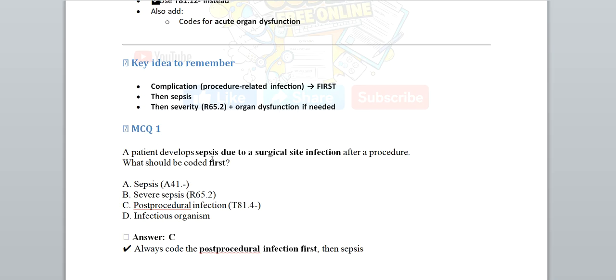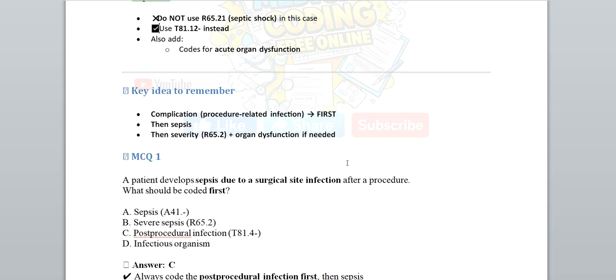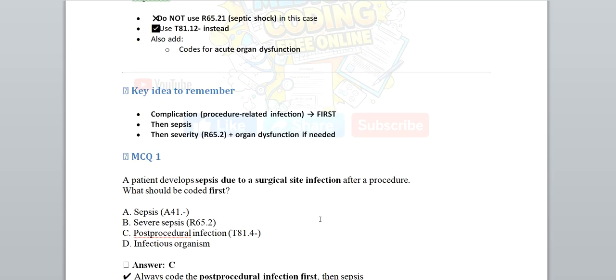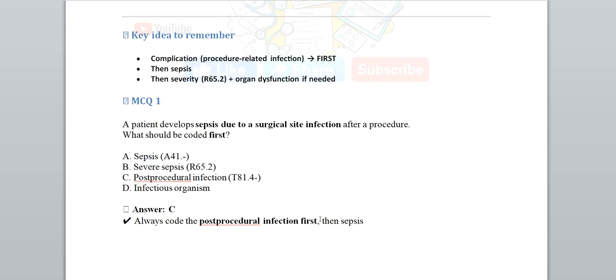A patient develops sepsis due to surgical site infection after a procedure. What should be coded first? So, sepsis due to surgical site infection after procedure. Why should you code it first? Always remember, post-procedural infection is first, then sepsis.